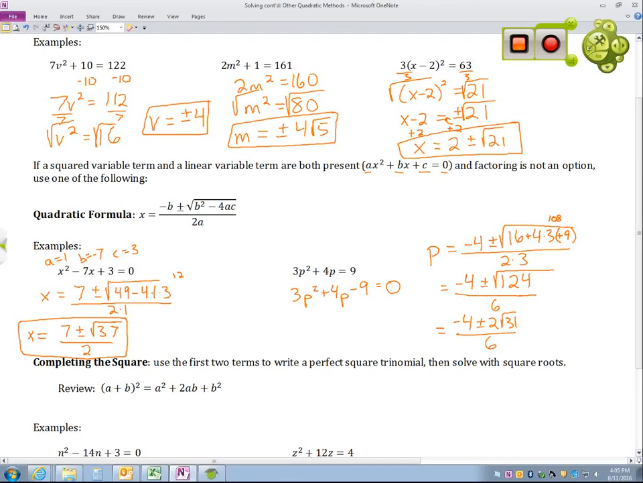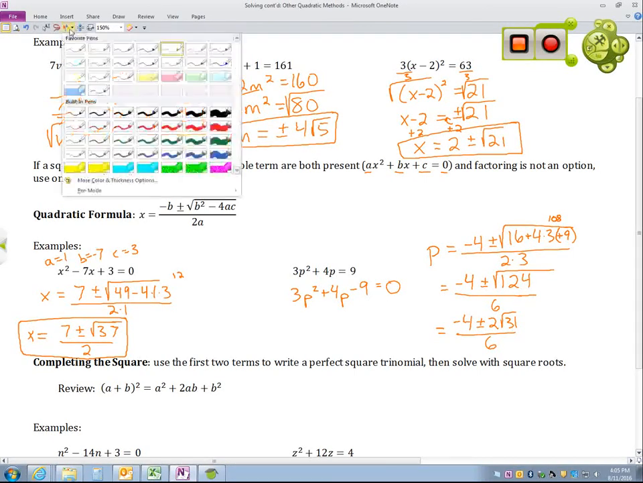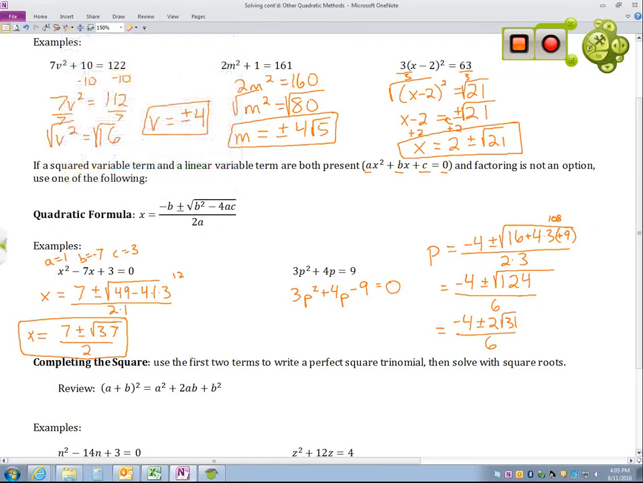And now, because I have a common factor here, here, and here, then I can reduce. I can take a 2 out of all of those. So I get -2 plus or minus root 31, or 1 root 31, doesn't matter, all over 3.